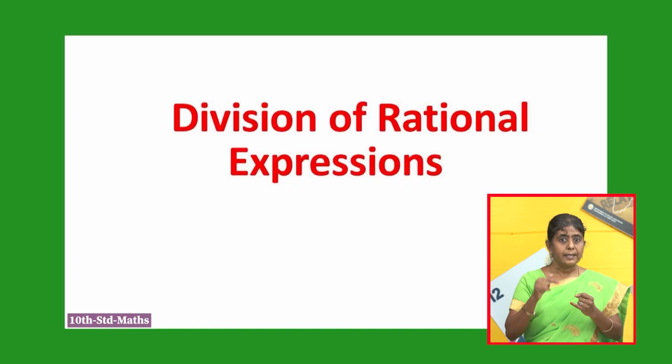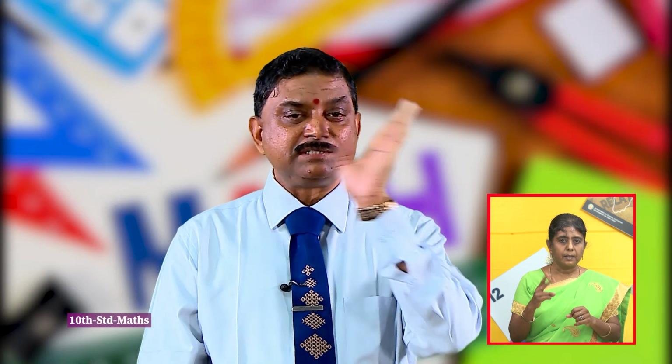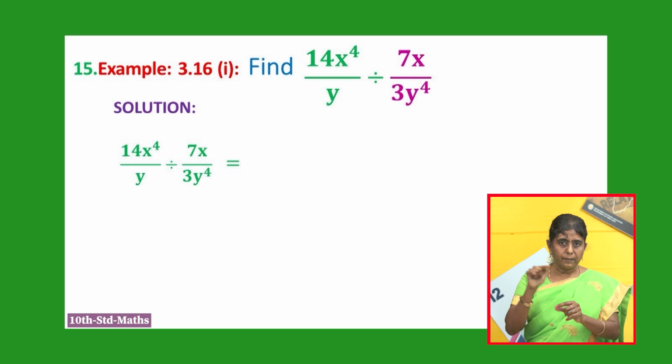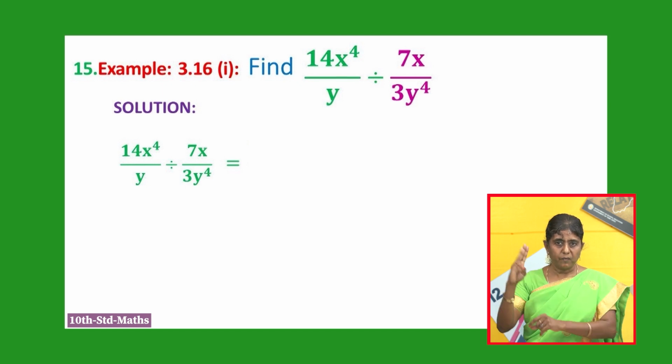So now let's go for the next operation, division. Division of rational expressions. That 2 mark question we are going to see. Simple problem, so we are going to see that. Example 3.6, the first subdivision is saying that 14x power 4 by y is divided by 7x by 3y power 4. Okay, let's do that.